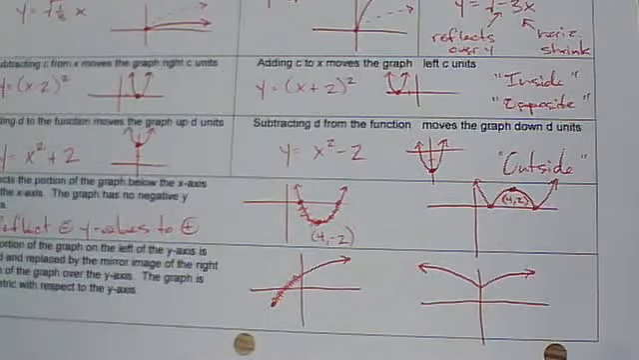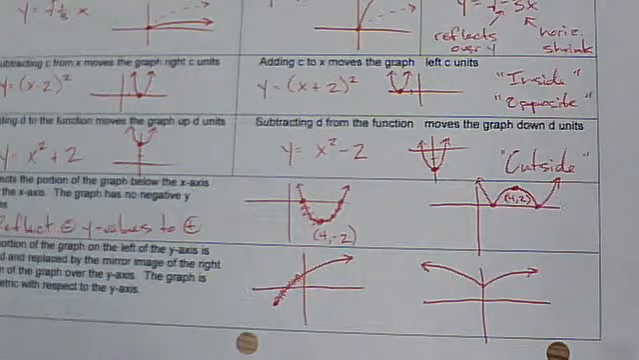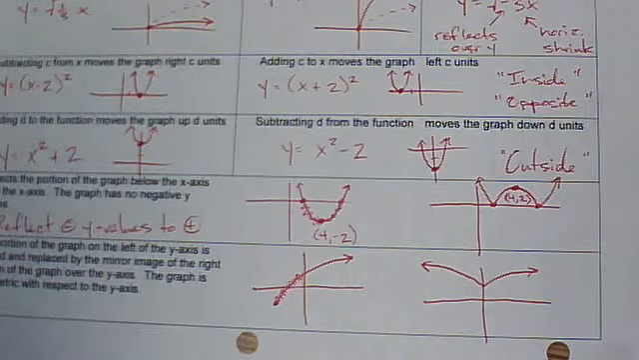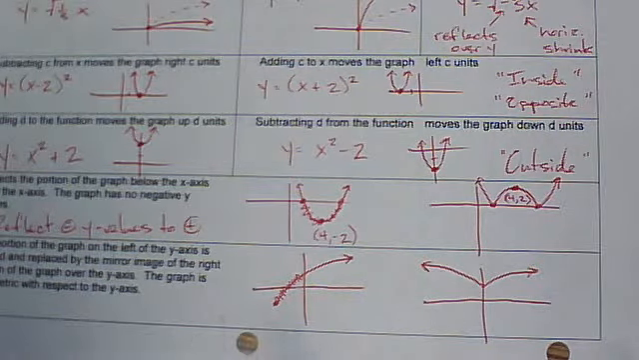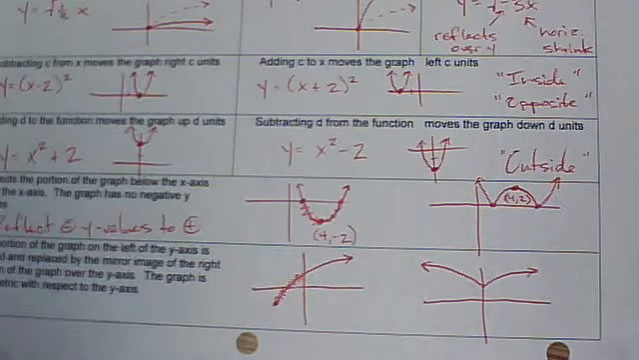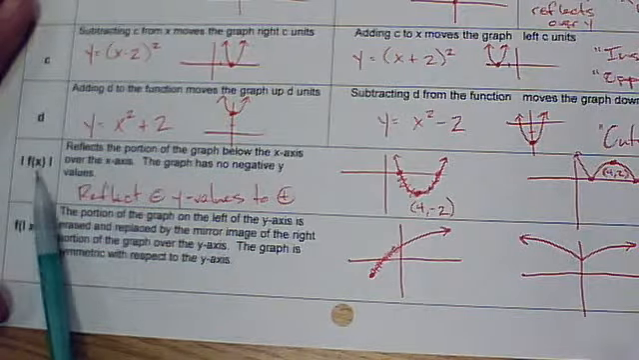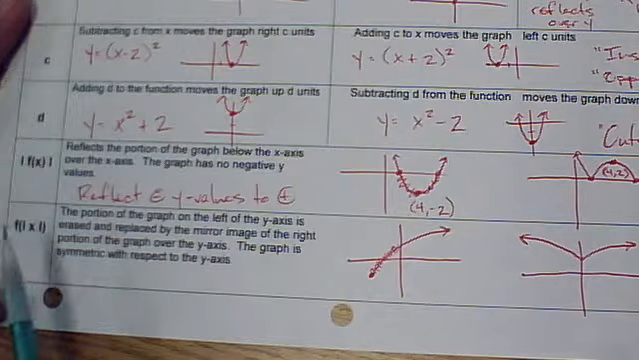And then the last thing, if you have an absolute value of any sort, we're not talking about the absolute value of the parent, absolute value of x. We're talking about if you have a parent function and then you either have an absolute value on the outside of this long function or you have an absolute value on the inside. So this would be outside, this would be inside.